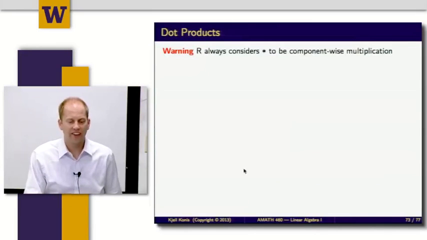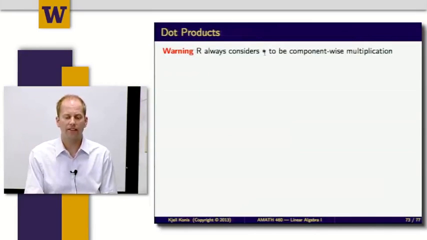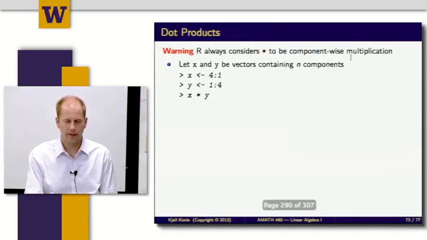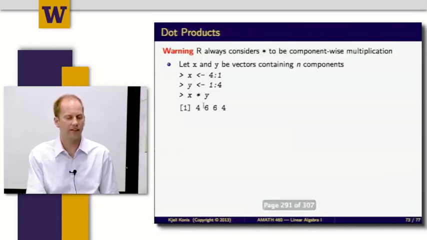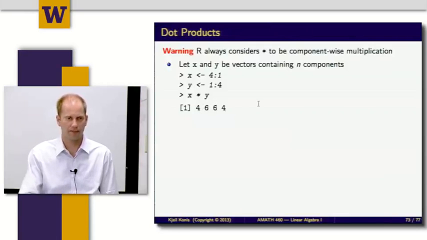So I have to start this section out with a warning. R always considers a single star to be component-wise multiplication. Suppose x and y are vectors of n components. Here I chose n equals 4, and I say x is 4, 3, 2, 1, and y is 1, 2, 3, 4. You might think, because x and y are vectors, that if I multiply them together I'd be getting the dot product. But actually what I get is just the element-wise product. So this is 4 times 1, 3 times 2, 2 times 3, and 1 times 4. I think I might have screwed that up, but you get the idea, I hope.